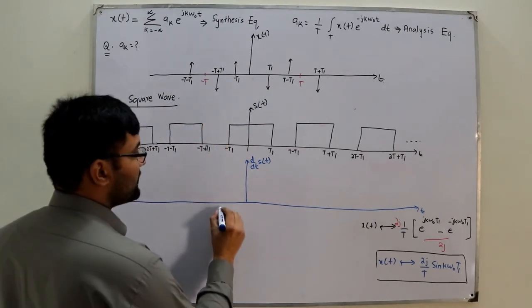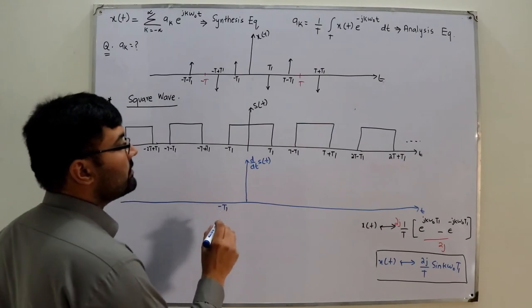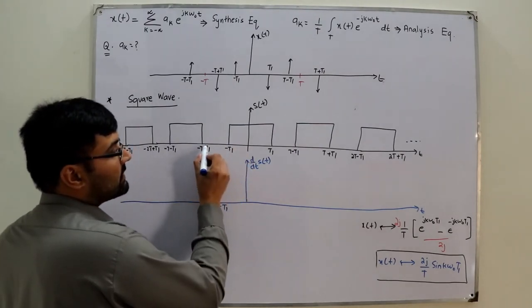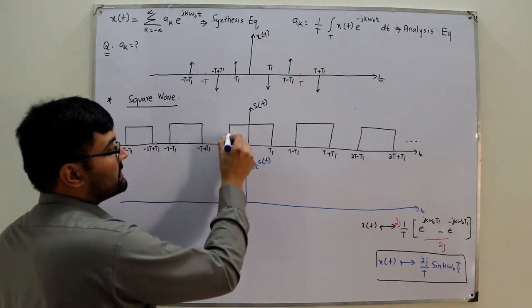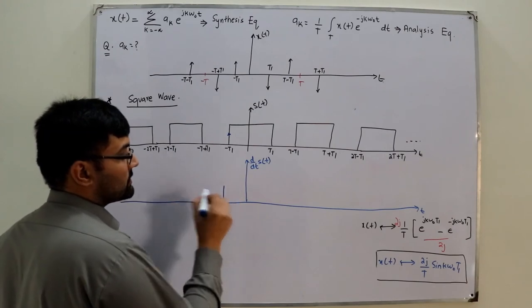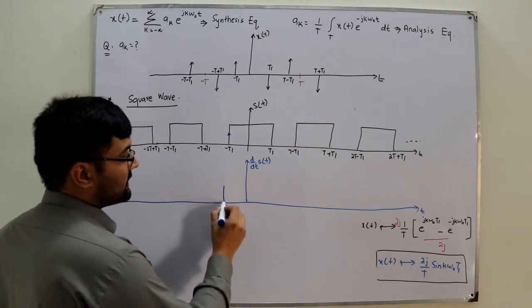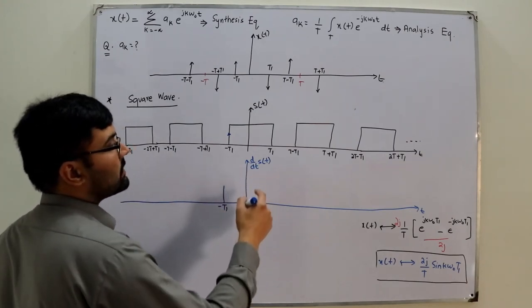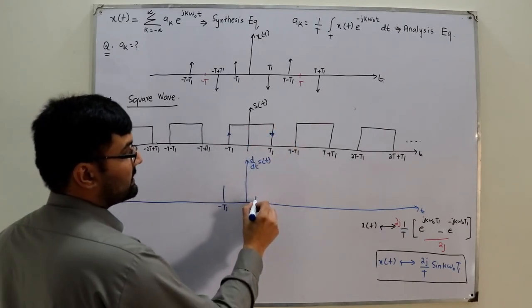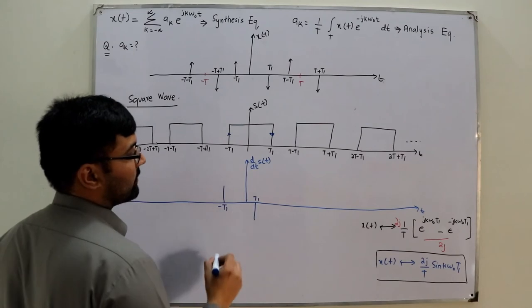You check for the discontinuities. At negative t1, you have a discontinuity. What you do is you take the final value minus the initial value. Coming from the left, it is increasing like this, so the final value is 1, the initial value is 0. So 1 minus 0 gives you a positive 1. Fine. This is at negative t1. At a positive t1, the initial value is 1, the final value is 0, so you have a negative 1.